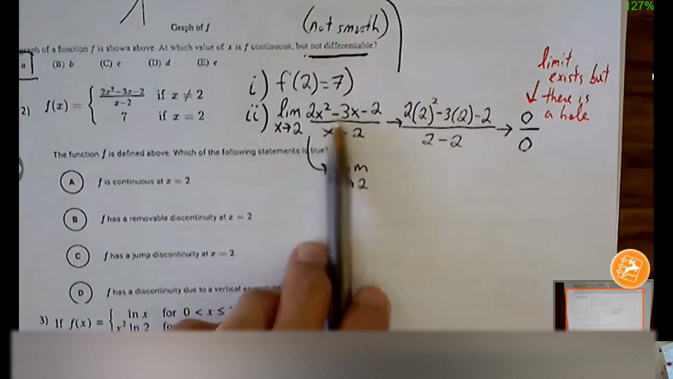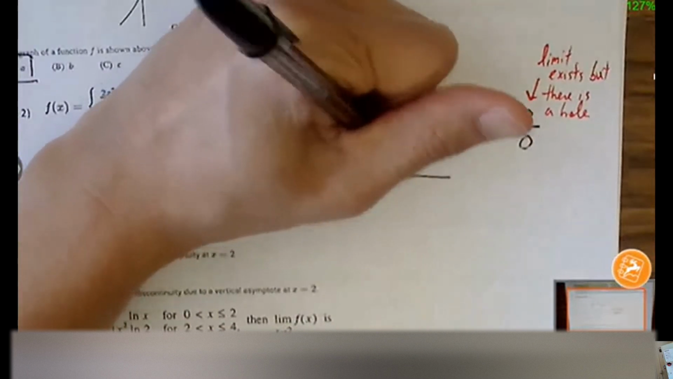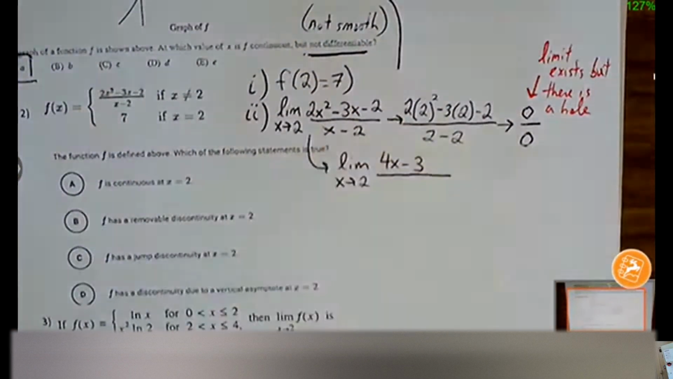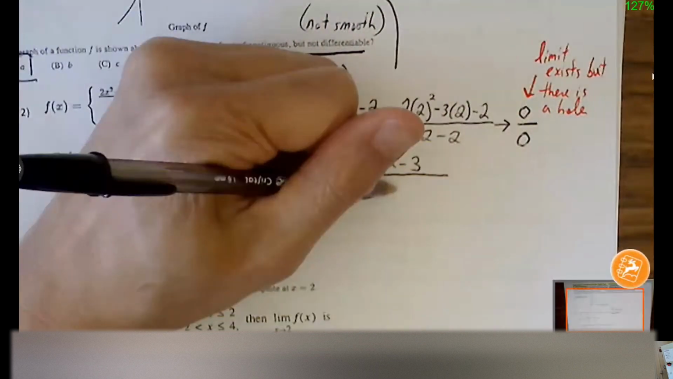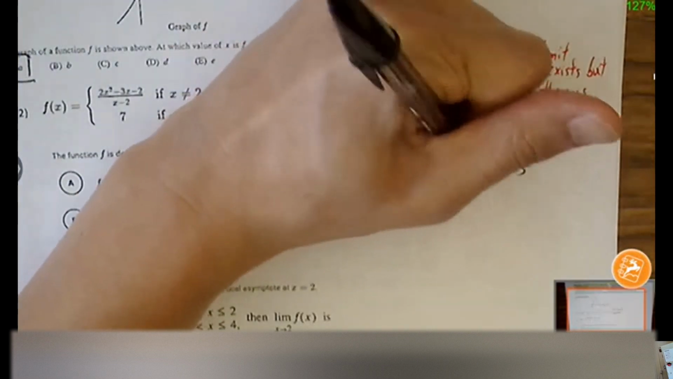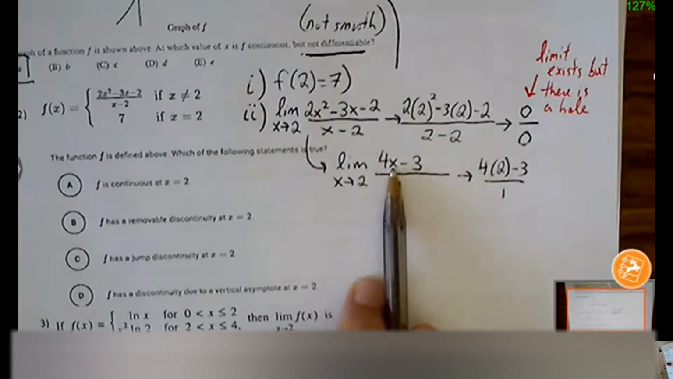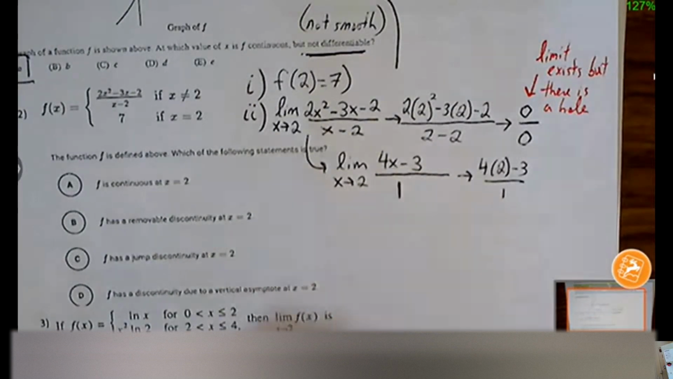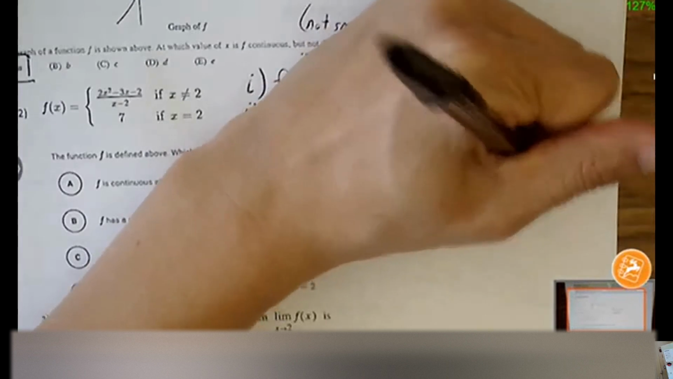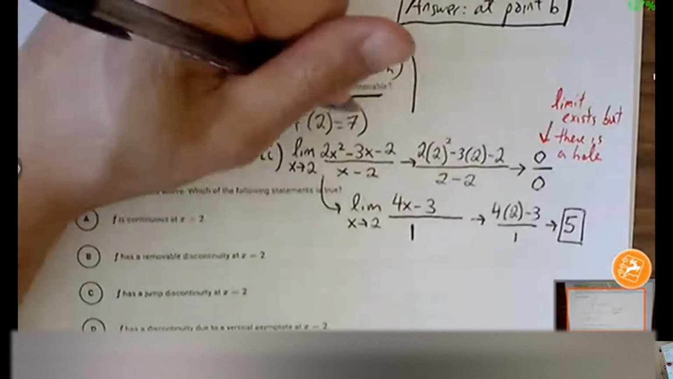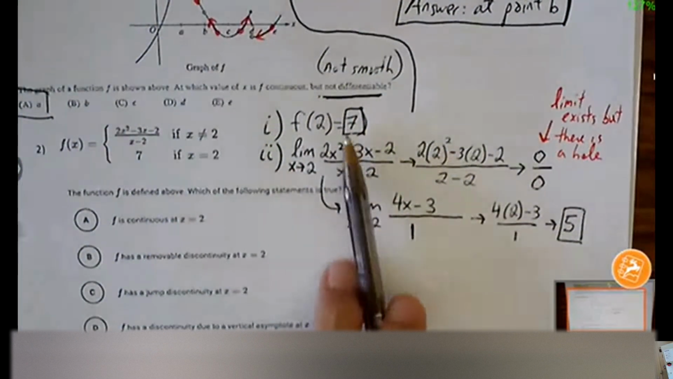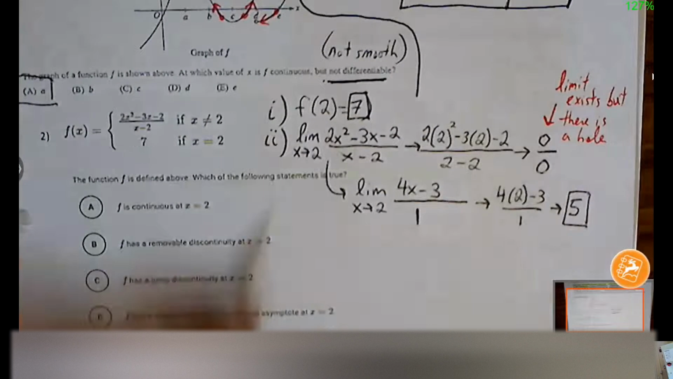So 2x squared minus 3x becomes 4x minus 3. x minus 2's derivative becomes 1. And now we're just going to reevaluate. Enter 2 in for x. We get 8 minus 3, which is 5 over 1. 5 over 1 is just 5. We have our ordered pair at 7. We have our limit at 5.